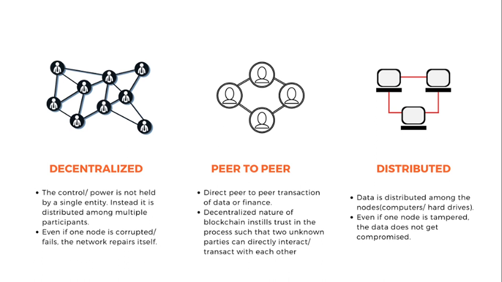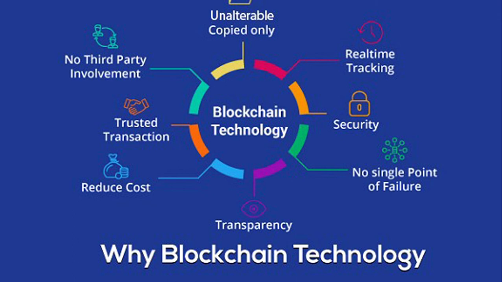And we have also used the term distributed in terms of blockchain technology. It says that data is distributed among the nodes, or computers, or hard drives. Even if one node is tampered with, the data doesn't get compromised because it lies with the other nodes as well in the network.